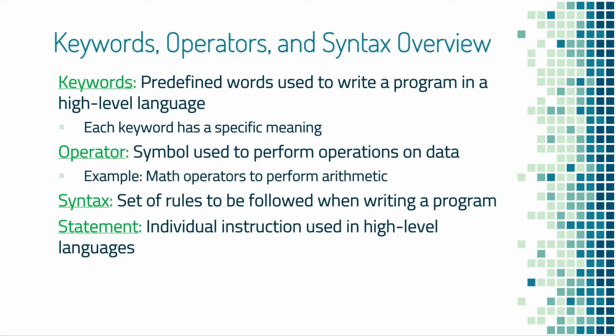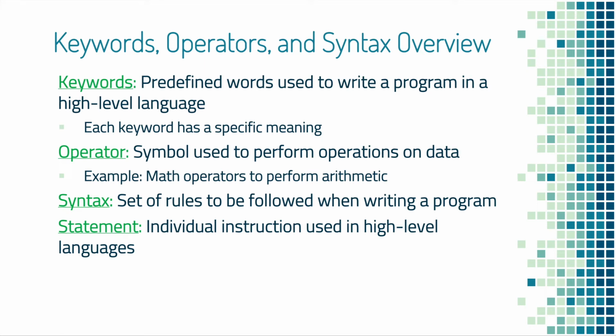These high-level languages are built off of what's called keywords, operators and syntax. Keywords are just predefined words we use to write a program in a high-level language. In Python we have keywords like def, if, while. We have other ones as well that we'll talk about. Those are keywords that we cannot use for our own variables, which we'll talk about later. They're just pre-programmed into the programming language to tell the computer what we want it to do.